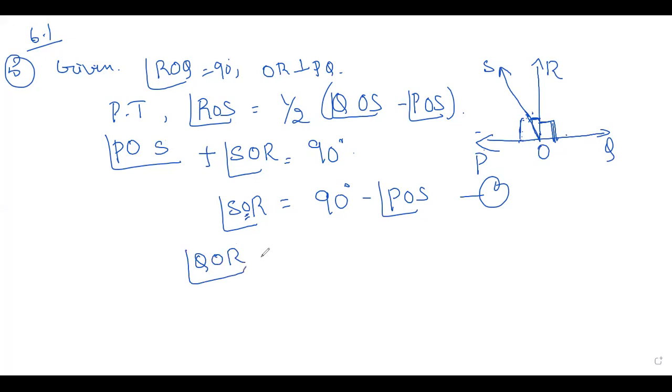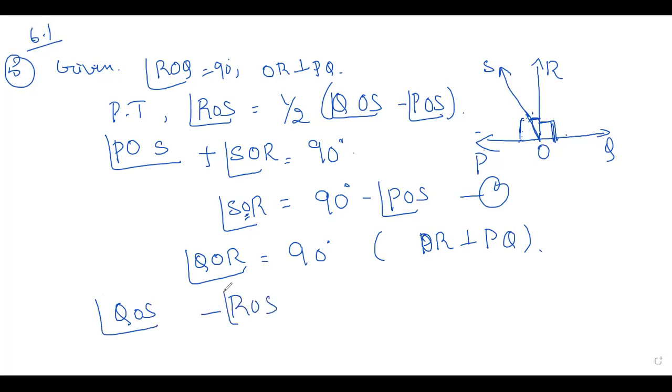Then QOR is equal to 90 degree. You know that OR is perpendicular to PQ. Then QOS minus ROS. See, children, QOS minus ROS, that is equal to, how much is it?